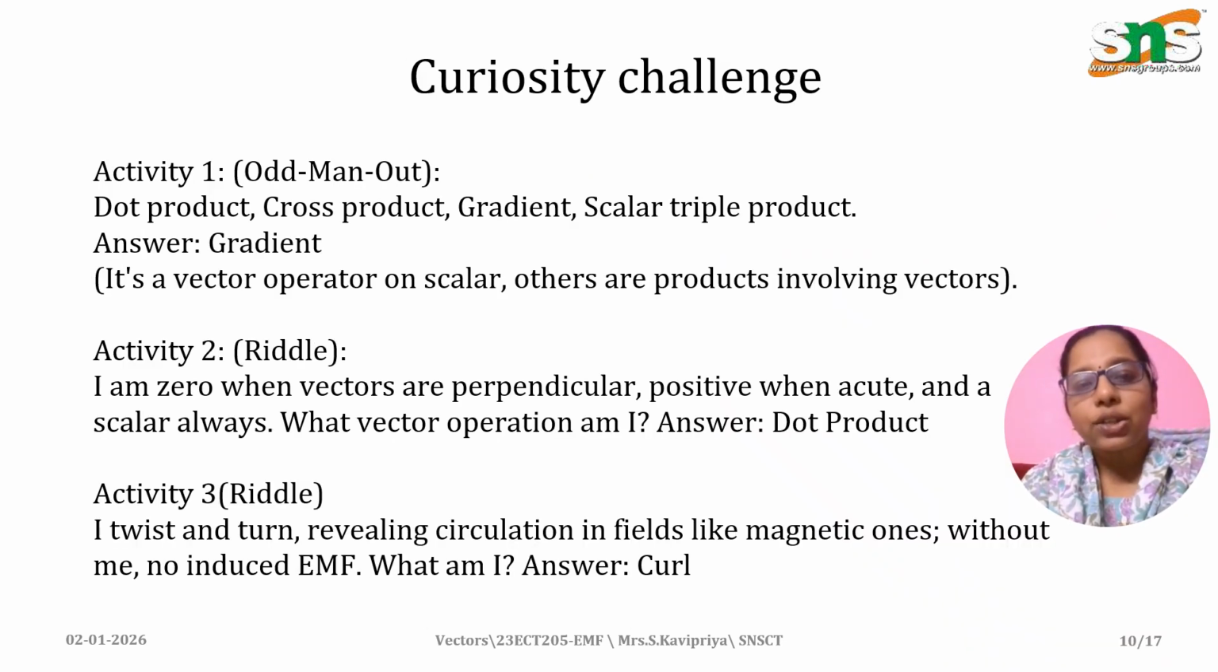And next is a curiosity challenge. Among the four, dot product, cross product, gradient and scalar triple product, gradient is the odd one out because it deals with a scalar, whereas the other things deal with vectors. And next one is a riddle. I am 0 when vectors are perpendicular, positive when acute and always scalar. What operation am I? It is the dot product. The third one is also a riddle. I twist and turn, revealing a circulation in fields like magnetic ones. That is the curl. Curl deals with the circulation of a vector.